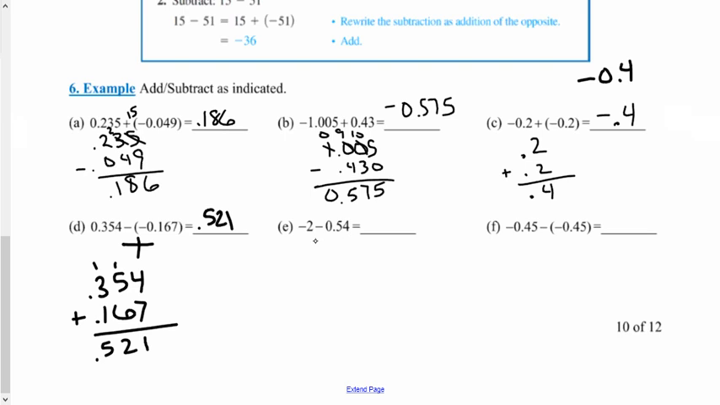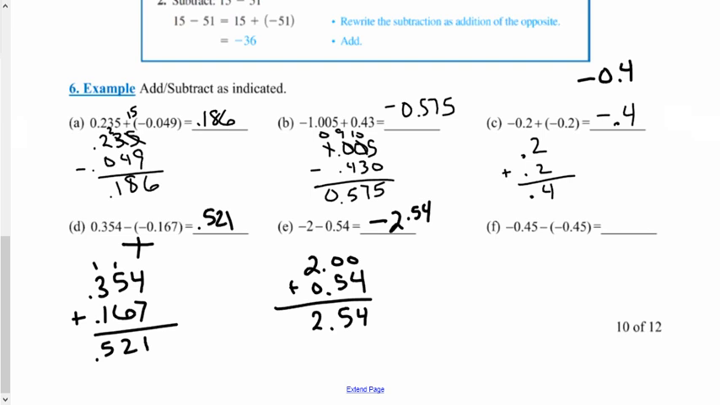Down here, negative 2 minus 0.54. Notice they have the same signs, and when they have the same signs, we're just going to end up adding them. I see they're both negative, so my answer will ultimately be negative. I hope you see what's happening here. This is 2.00, and this is just 0.54. We get 2.54. Remember, our answer will be negative because they were both negative.